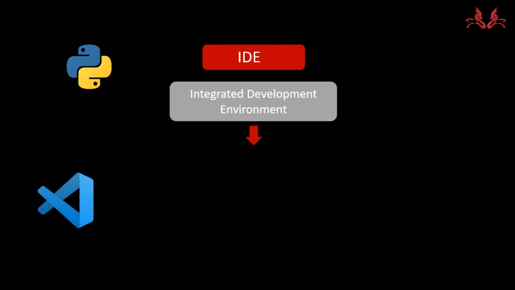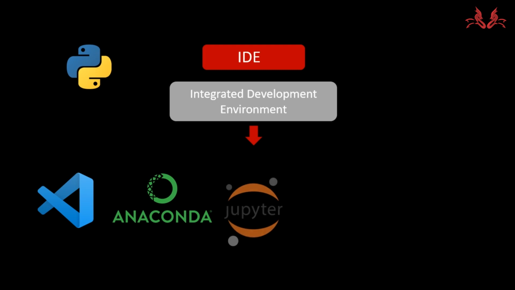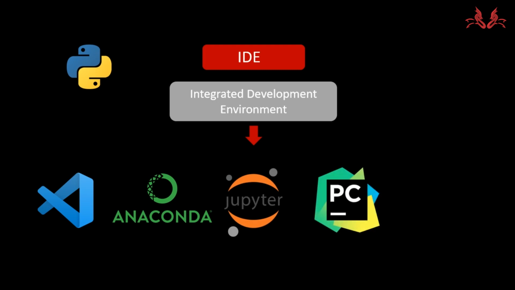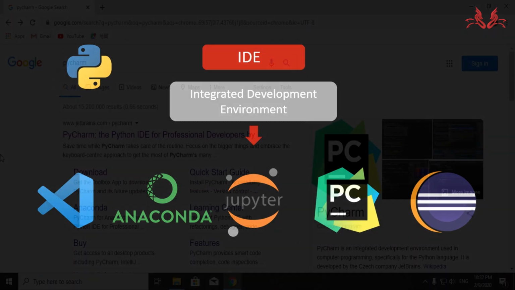There are many IDE programs, like Visual Studio Code and the Conda system, including Jupyter, PyCharm, and Eclipse. In our tutorial series, we choose to use Jupyter in Anaconda and PyCharm IDE because those programs are more interactive and user-friendly. Okay, let's start to download PyCharm IDE and set it up.